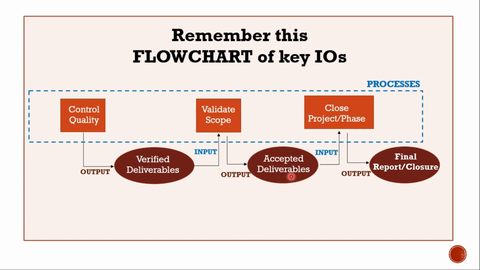This accepted deliverables goes as input to the close project or phase process, and that again comes as an output for the final report or closure. So this input output chain is very important guys, and you remember that verified deliverables is an output of the control quality, which is an input to the validate scope, and accepted deliverables is an output of the validate scope process. This can be a bit confusing, and this is very important for your PMP exam, so make sure you take a note of that.